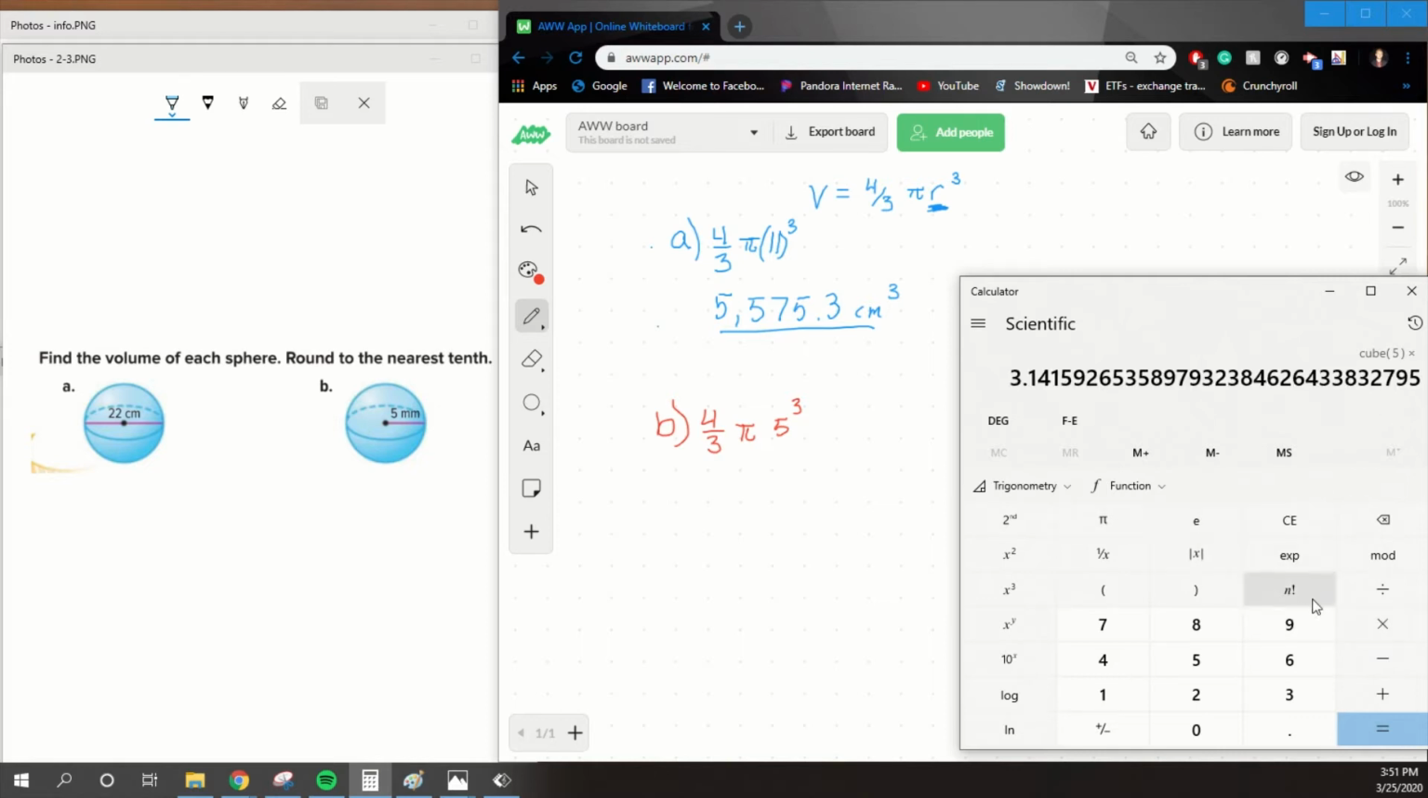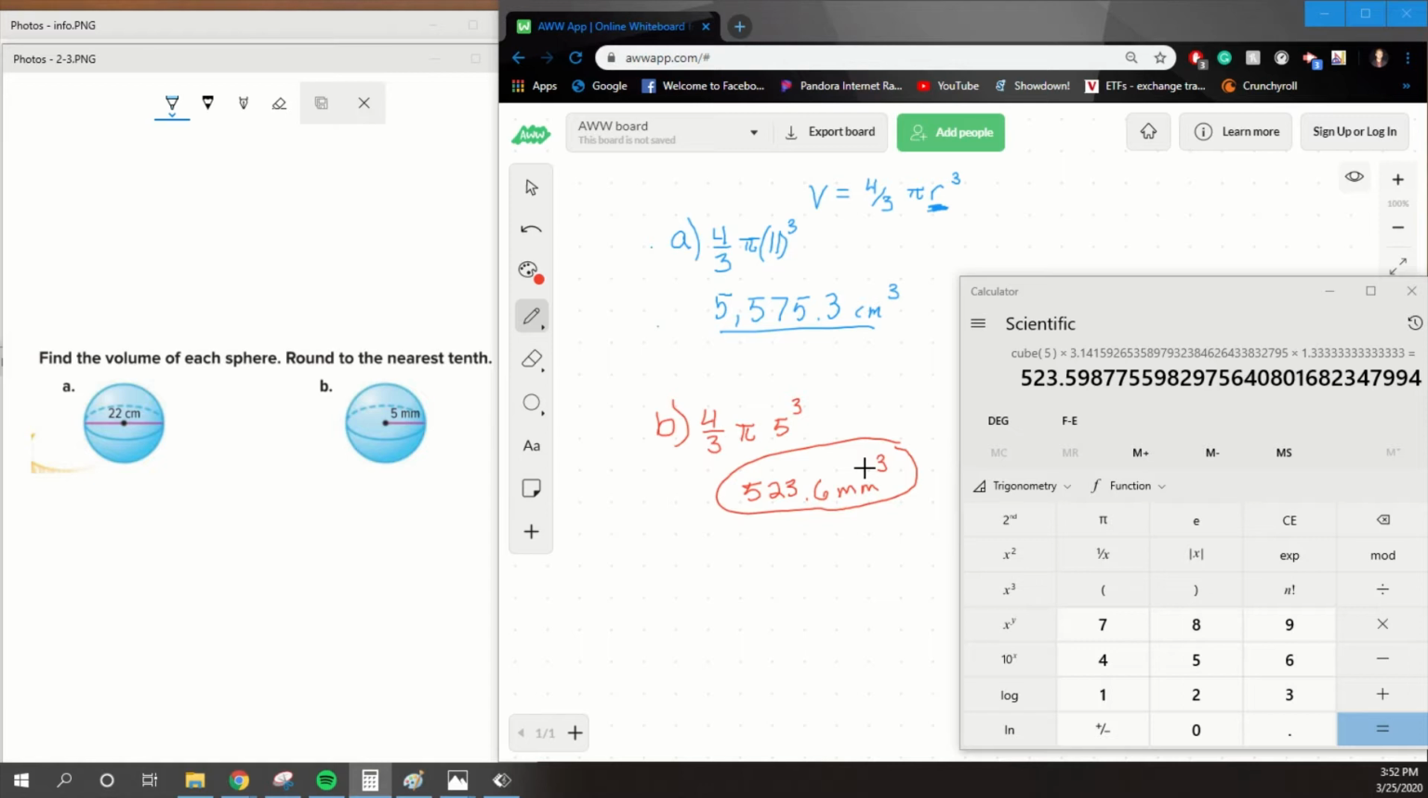Multiply it by our pi button. If you don't want to put in 4 divided by 3, just know that 4 divided by 3 is 1.3 repeating. So we get 523.6. Those are just some different ways you can put it in there. And because we are talking about volume, our answer is cubed.